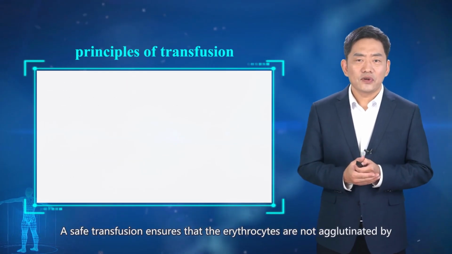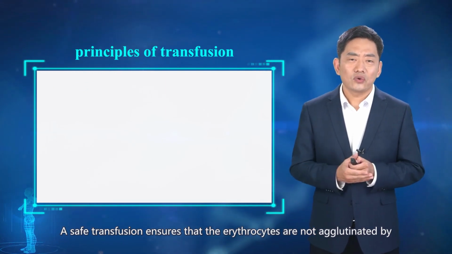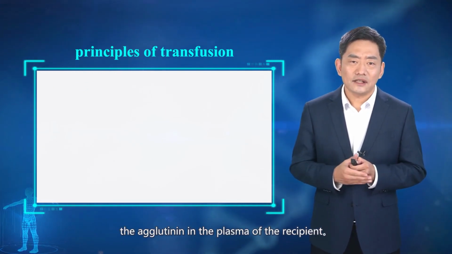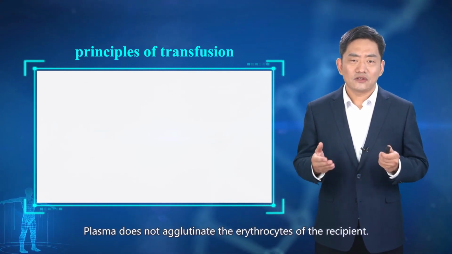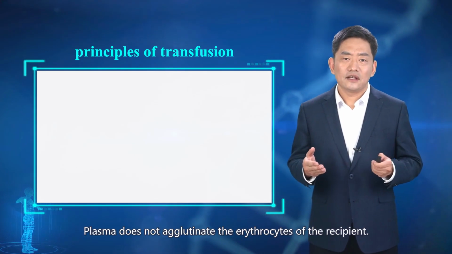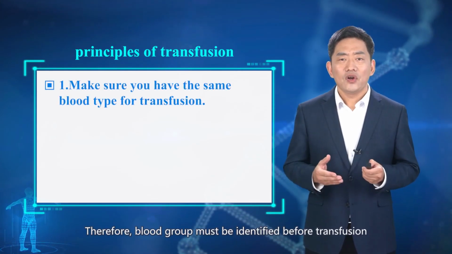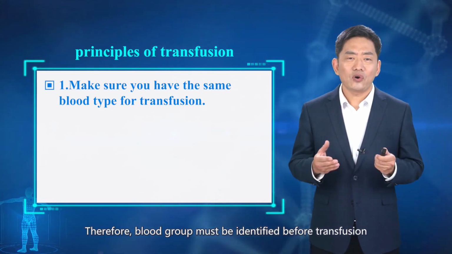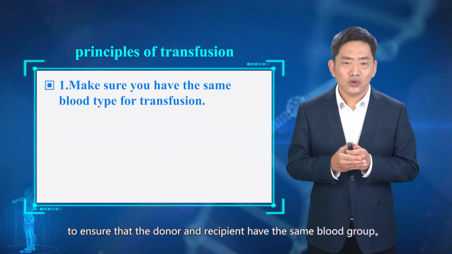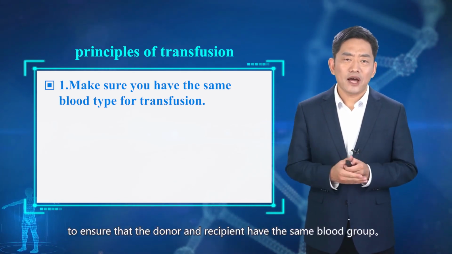A safe transfusion ensures that the erythrocytes of the donor are not agglutinated by the agglutinins in the plasma of the recipient, and the donor's plasma does not agglutinate the erythrocytes of the recipient. Therefore, blood group must be identified before transfusion to ensure that the donor and the recipient have the same blood group.